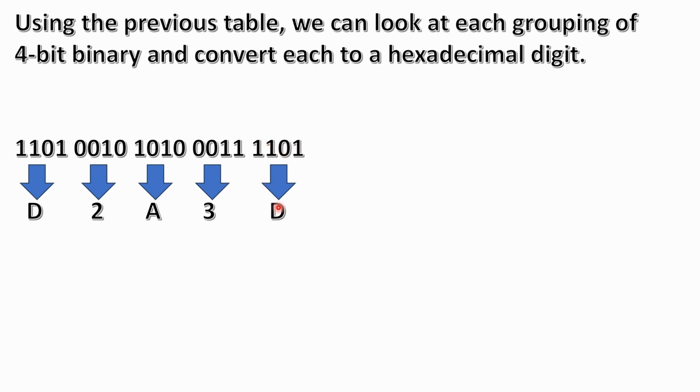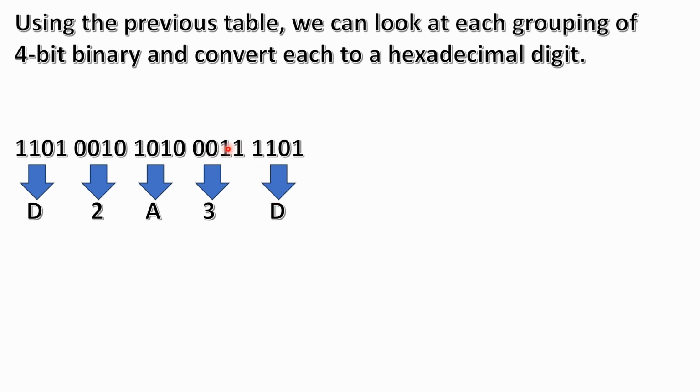1101 would be the same as D. Remember, A, B, C, D. A is 10, B is 11, C is 12, D would be 13. If you look at that value, this is the same as 8 in decimal plus 4 in decimal. And this would have been 2, but there was a 0 here. So 8, 4, and then plus 1. 8 plus 4 plus 1 is 13 in decimal. That's this representation. So you have D.